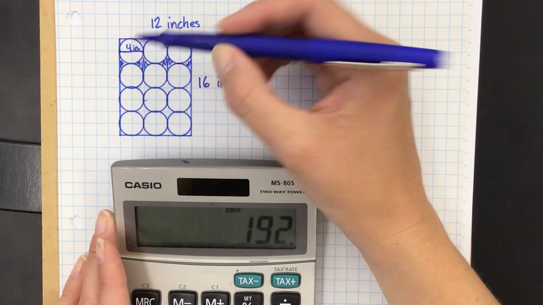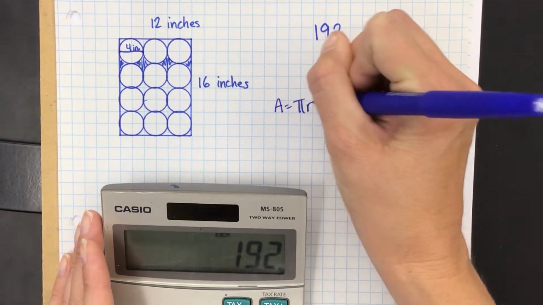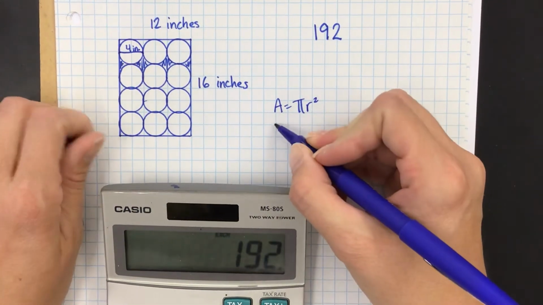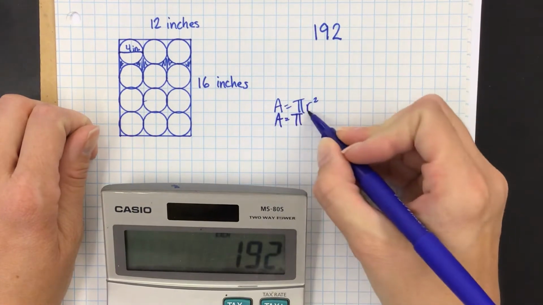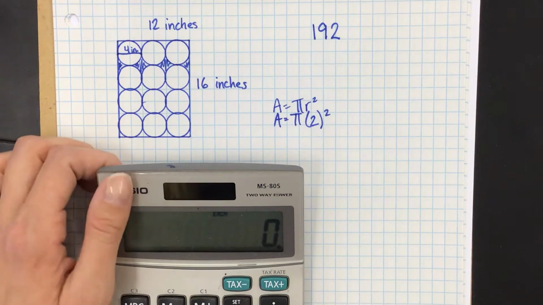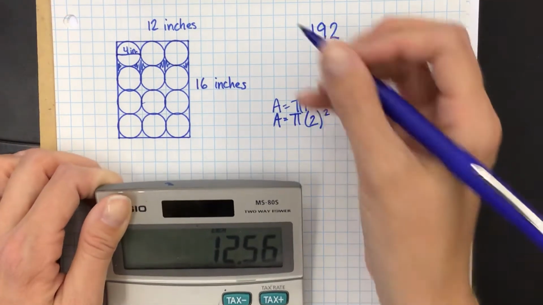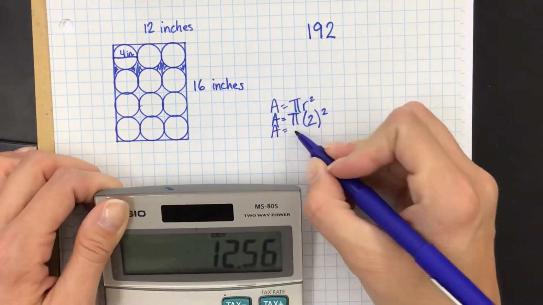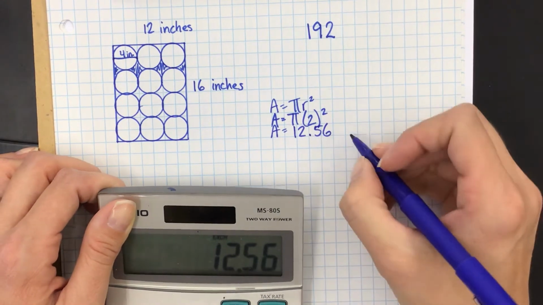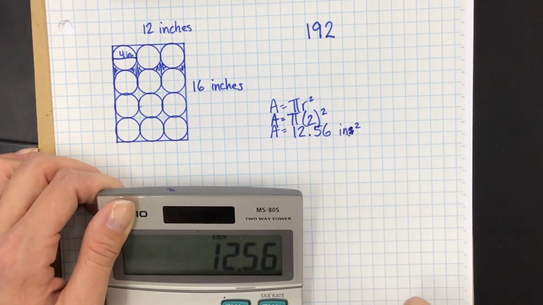Well, if the diameter is 4, we'll do area is equal to pi r squared. We can't use the diameter, we have to use the radius. So we're going to do 2 here. I'm going to use 3.14 for pi. So 2 times 2 times 3.14. So I find the area of one can is 12.56 inches squared.